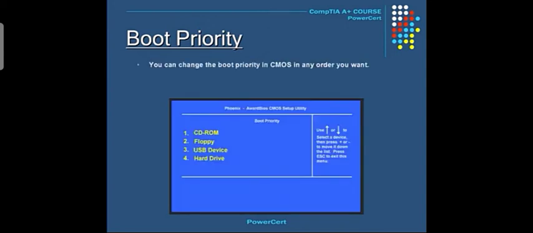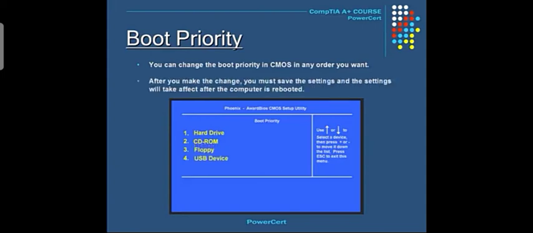But you can change the boot priority in CMOS in any order you choose. And once you make the change, you just save the settings, and the next time you reboot the computer, the settings will take effect.